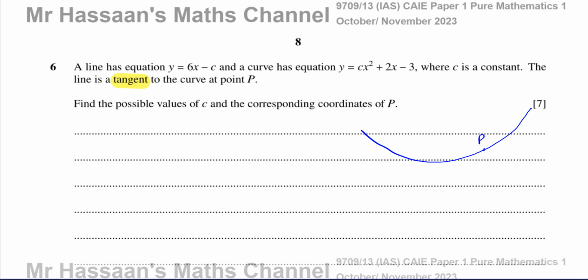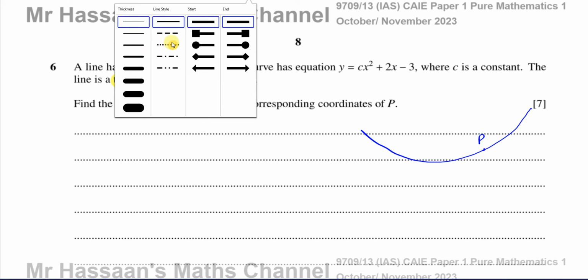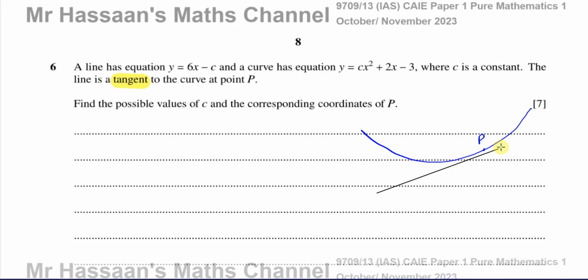A tangent to a curve at a particular point is a straight line which just touches or brushes past the curve at that point. So if that's P, then the tangent to the curve at P would look something like this. It would just brush past the curve at the point P without cutting through it. This would be where the curve and the line meet. As this is a quadratic, they will only meet in one place, because the curve will turn and never turn back down again.